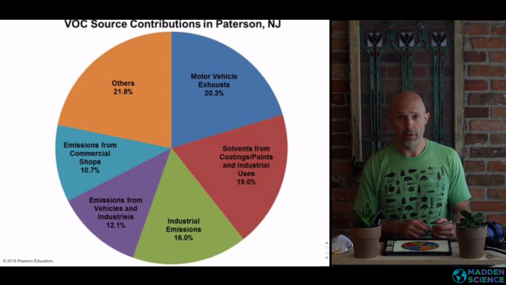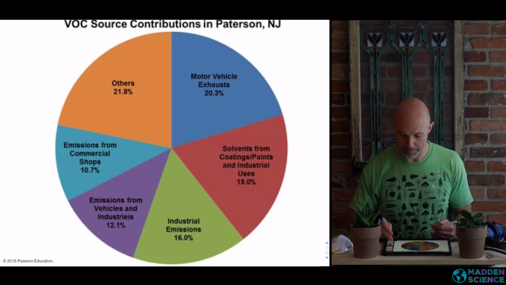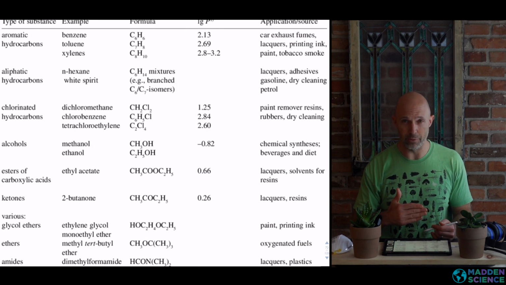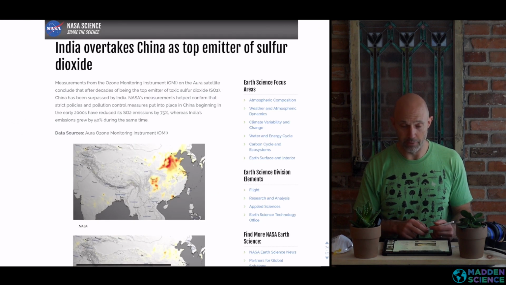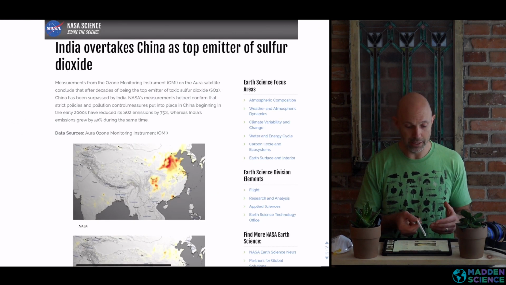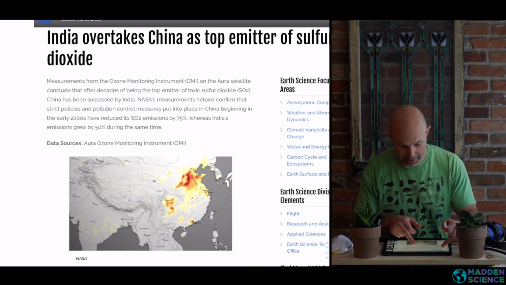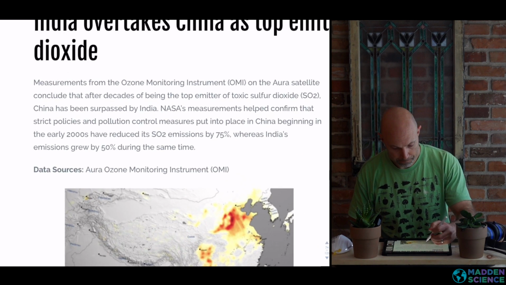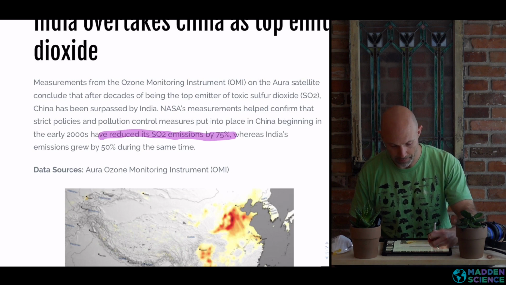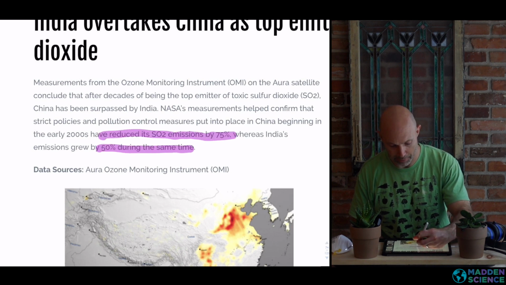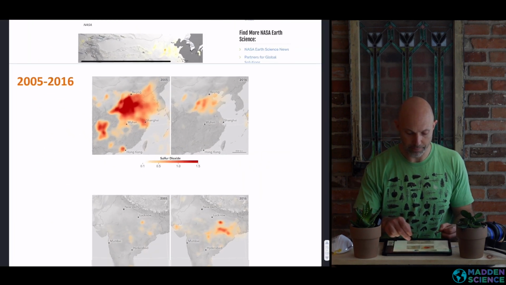Here's some volatile organic compounds in Paterson, New Jersey, kind of near where I grew up. Here's a list of things that would count as volatile organic compounds. In terms of sulfur dioxide, interestingly, recently India overtook China. And if you look at the stats here, China reduced by 75%, whereas India kicked up 50%. And a map of that would look like this.